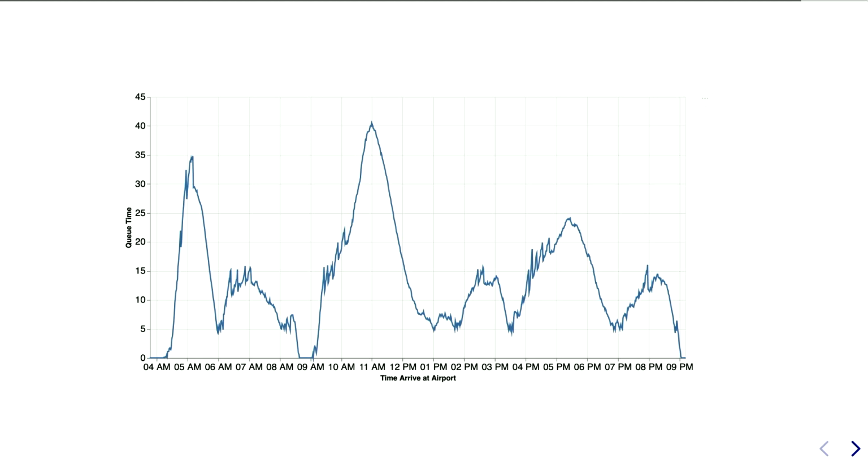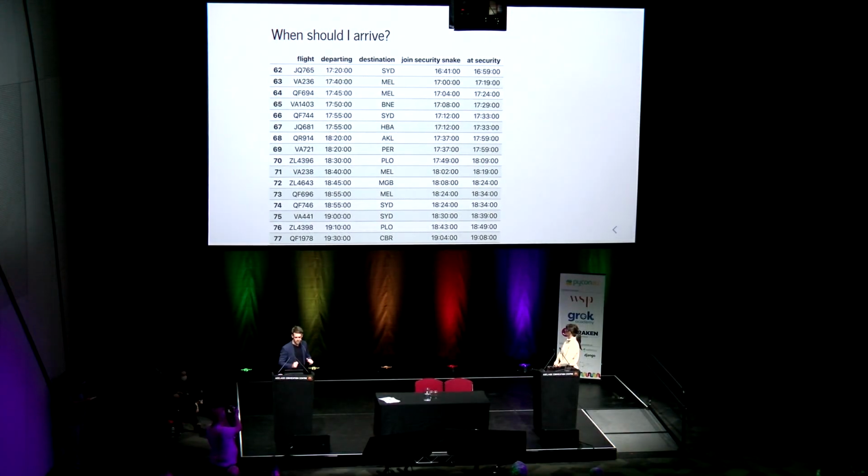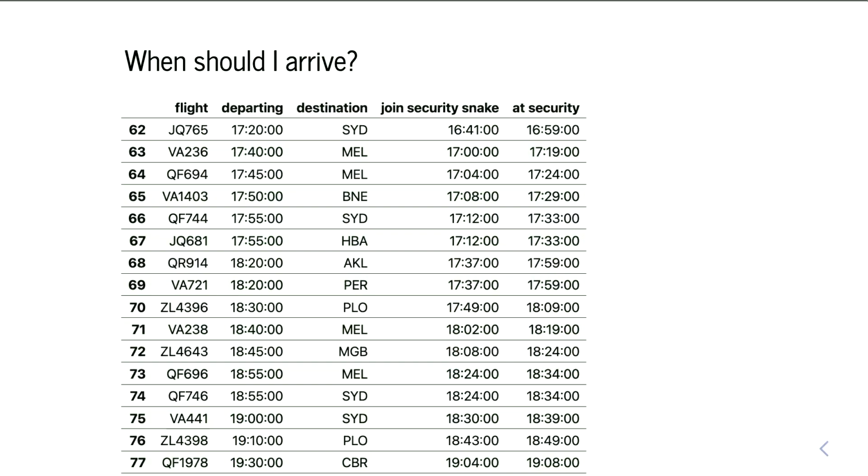And putting that all together, when should you arrive? If your flight's on there, you can join the security snake at whatever time is in the appropriate row, and you'll get through security 20 minutes before your flight. For those of you that aren't on this list, there's some more on the next page, maybe. No, it didn't update. But yeah, that's when you should arrive to get to your flight on time. Thank you.